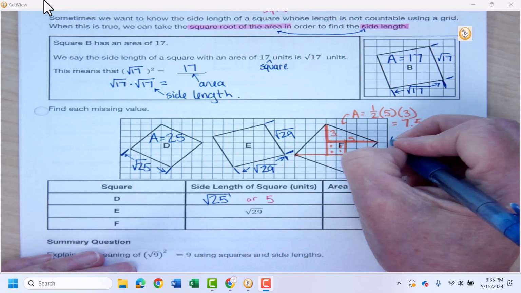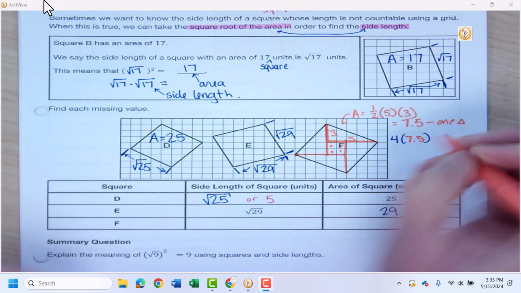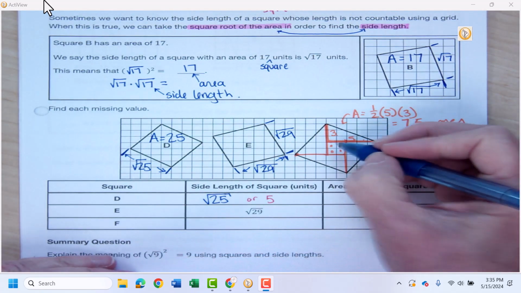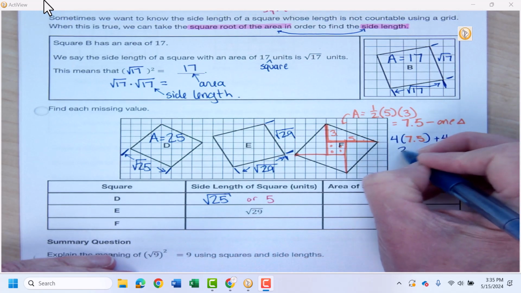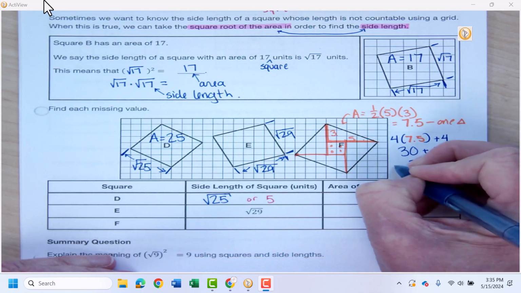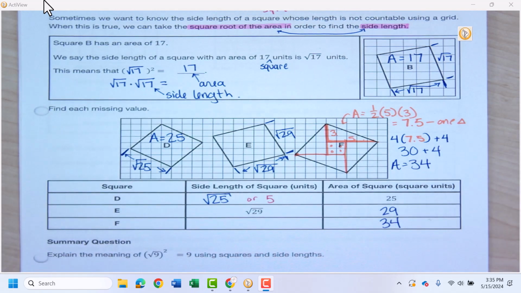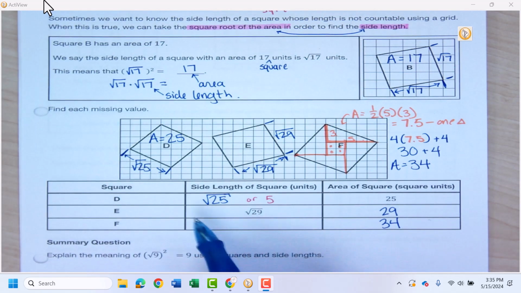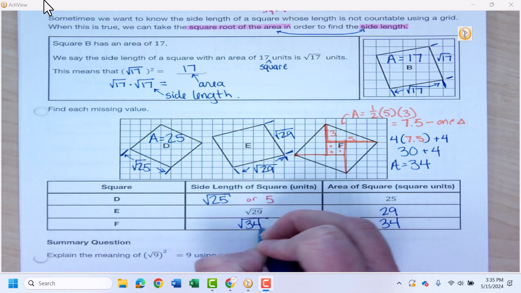And I've got 4 of them. So if I multiply that area by 4, that gives me the 4 triangles. And I still need to add in this square in the middle that I can see and count as just 4 units. So 4 times 7.5 is 30. So the area of the whole square is 34. All right, well, that gets me partway there. And let's remember, if the area is 34, then the side length of that square is the square root of 34.